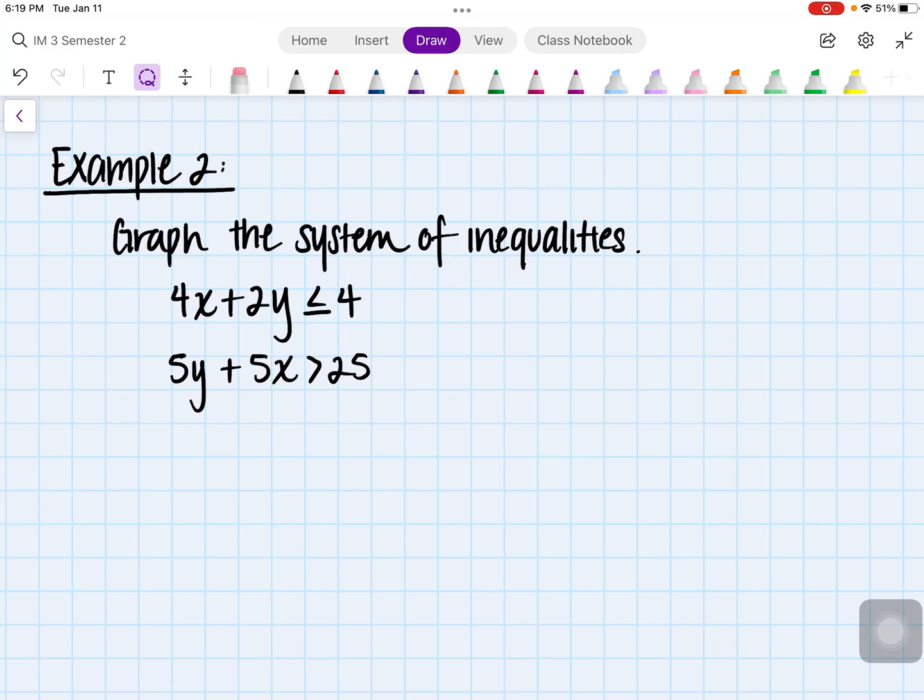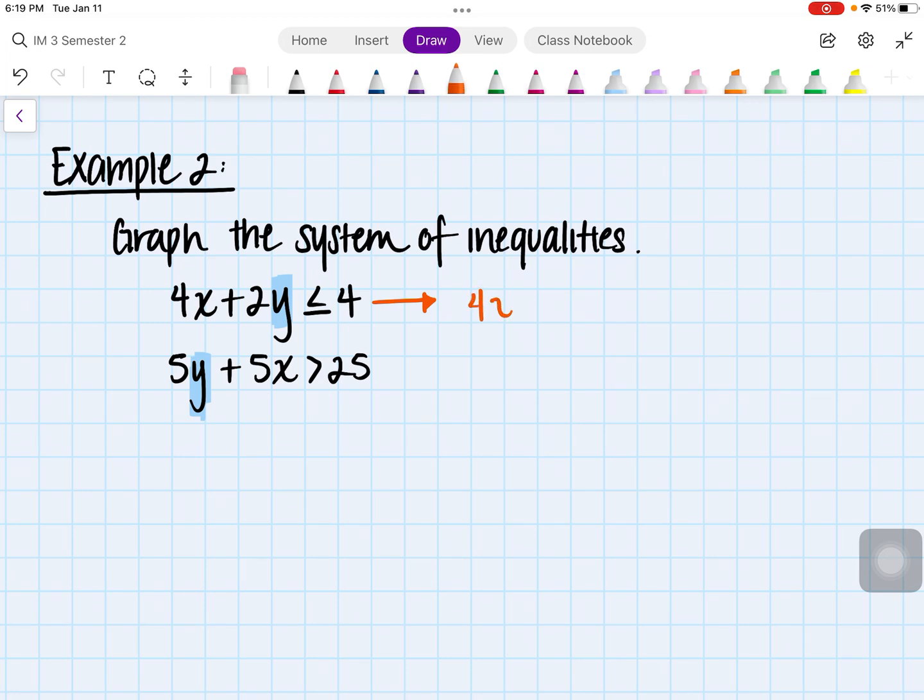All right, JK, so now we're going to go ahead and move on to example 2. In this case, this is graphing a system, which means that we're going to be graphing 2 inequalities in this case. So let's go ahead and get started here. Once again, we do want to rewrite them where we're going to be isolating the y here. So let's go ahead and get started with this first one.